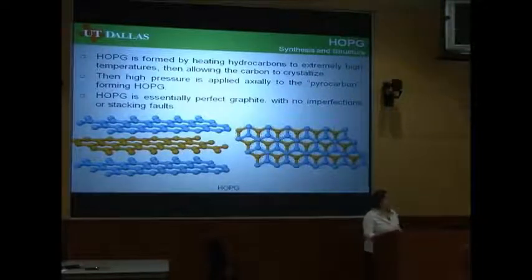HOPG is basically highly oriented graphite, which is different from normal graphite because it has no stacking faults. So it would be as if half of the orange plane was missing, or if you're looking from the top, two layers were perfectly aligned and not staggered. This is a picture of the HOPG under an SEM. The flat part is the HOPG, and the parts that are raised are just the edges of it.